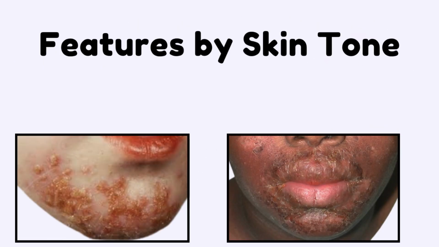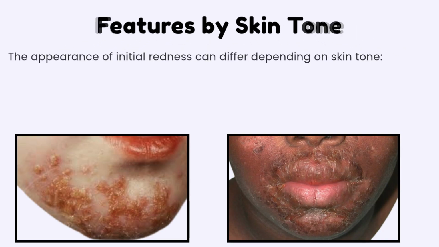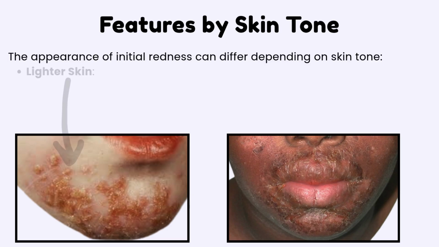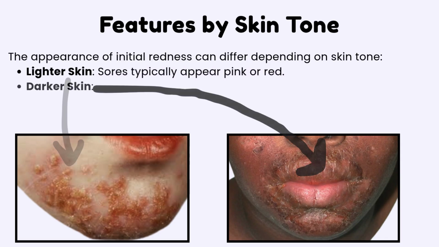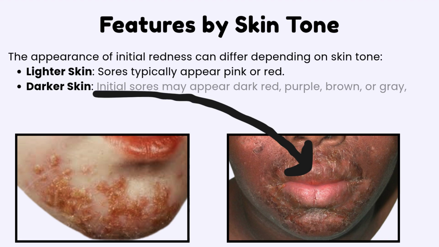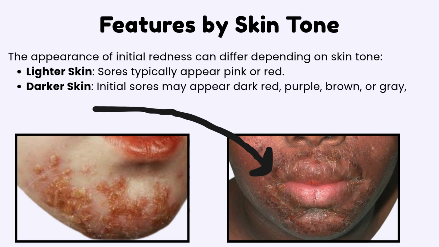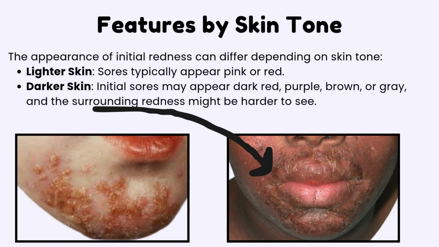It has different features by skin tone. The appearance of initial redness can differ depending on skin tone. In case of lighter skin, sores typically appear pink or red, while for darker skin, initial sores may appear dark red, purple, brown, or gray, and the surrounding redness might be harder to see.